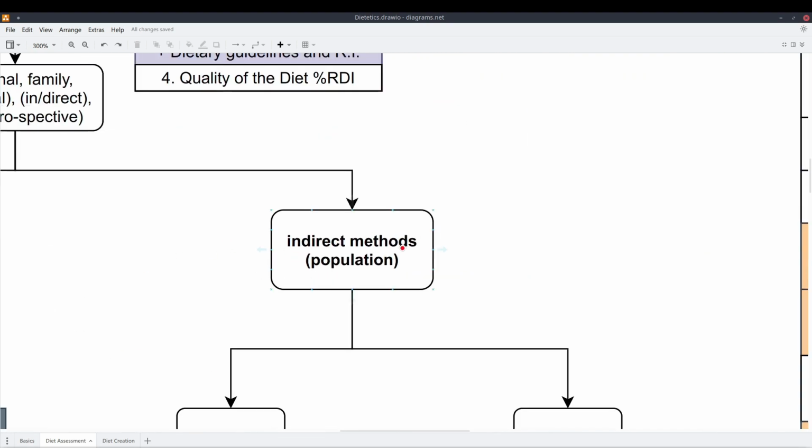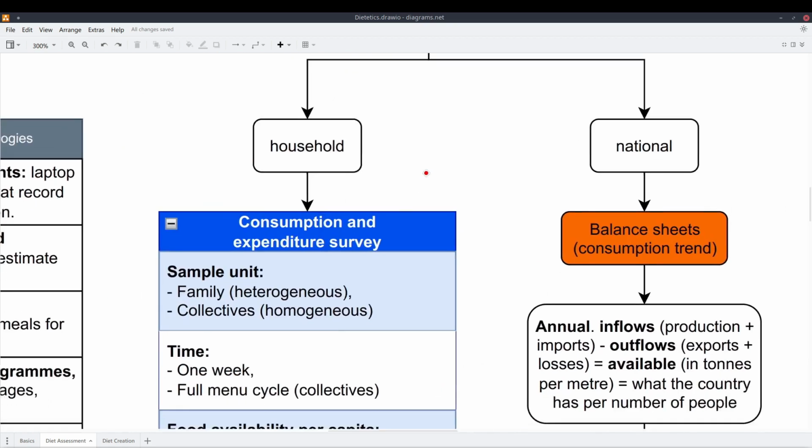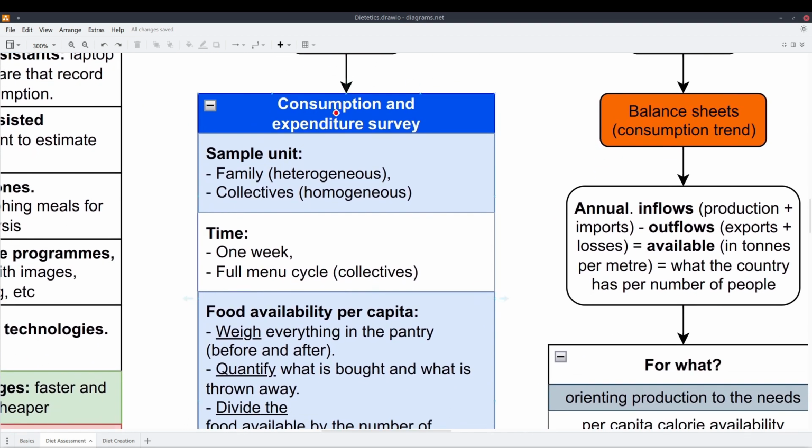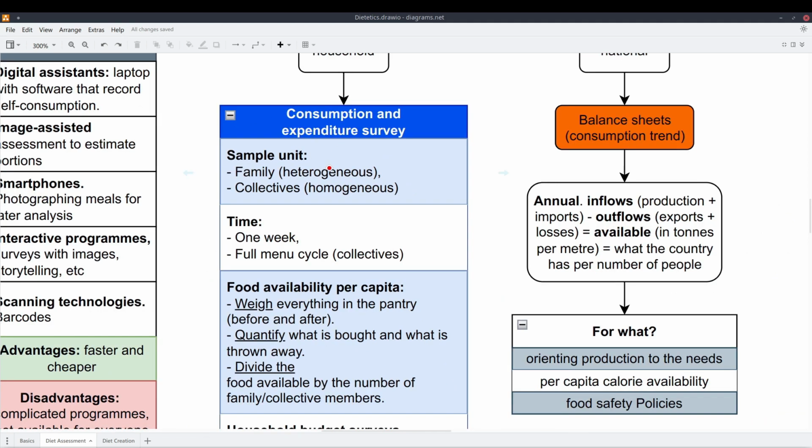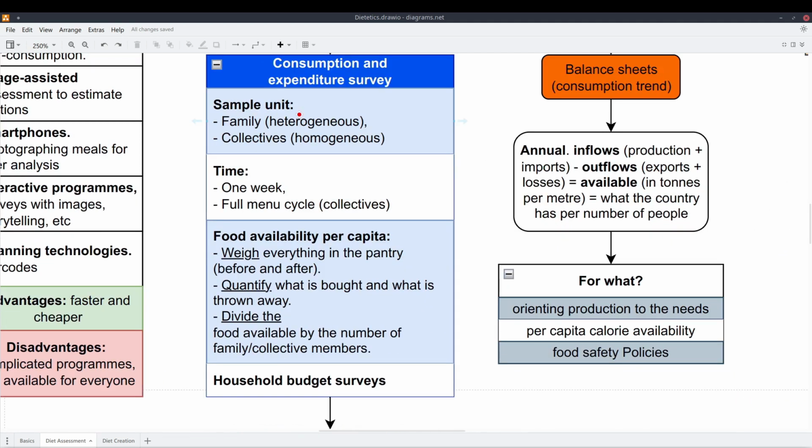Then we have the indirect methods. These are for the population. We have the household, which is basically a consumption and expenditure for families. We have the sample unit, which can be either a family, which is heterogeneous, or a collective, which is homogeneous. Time: 1 week, or the equivalent of a full menu cycle for the collectives.